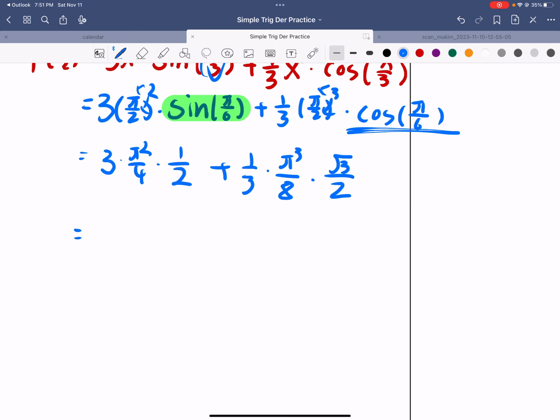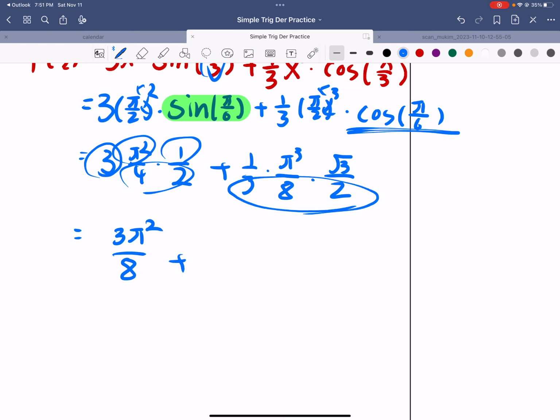Simplify everything. 4 times 2 is 8 in the bottom. On top, 3 times pi squared times 1 is 3 pi squared. Plus, let's multiply all the bottoms, which gives 48 on the bottom, and on the top it's pi to the 3rd power times the square root of 3. And that's all I need.